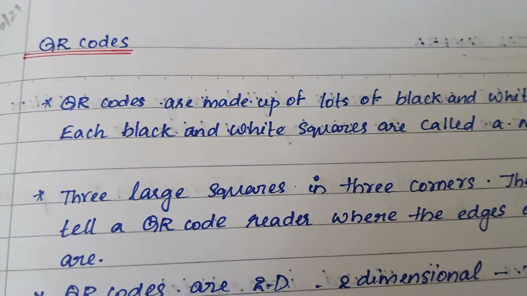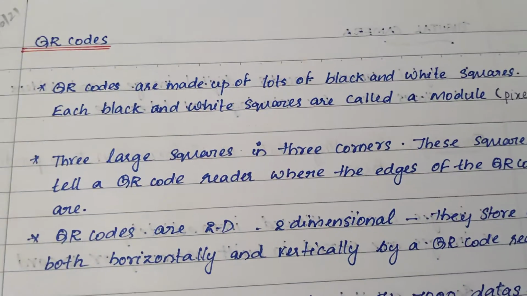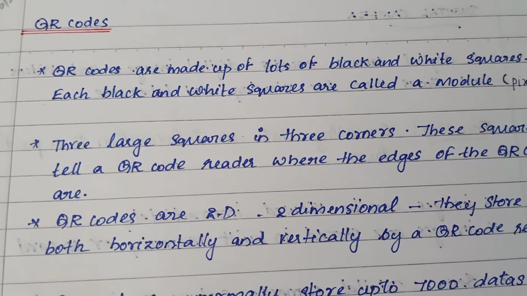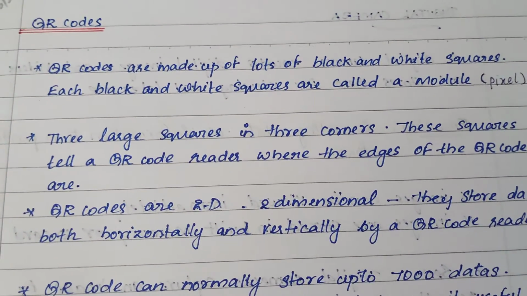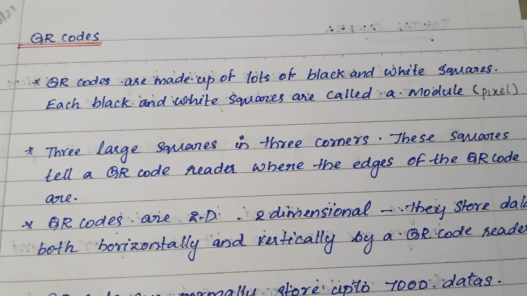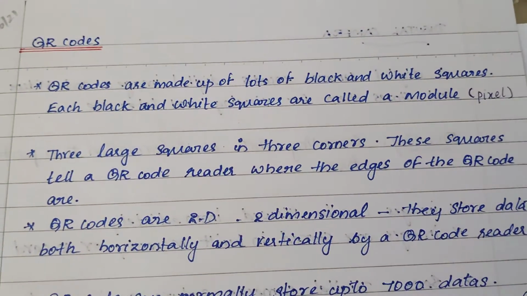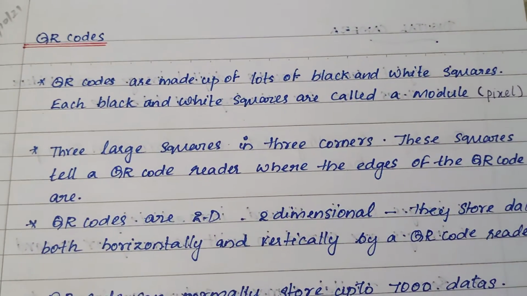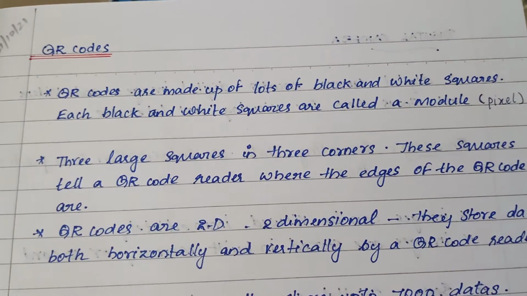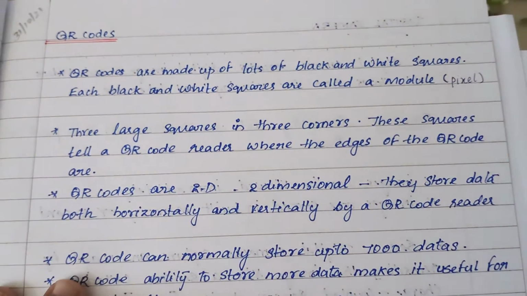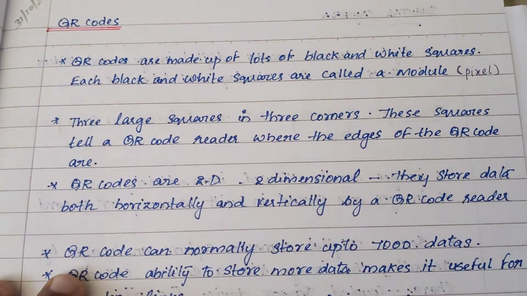QR code means quick response code. QR codes are made up of a lot of black and white squares, and each black or white square we call a module or a pixel. If you examine very closely, you can see three boxes at the three corners, and these square boxes tell the QR code reader where the edges of the QR code are.